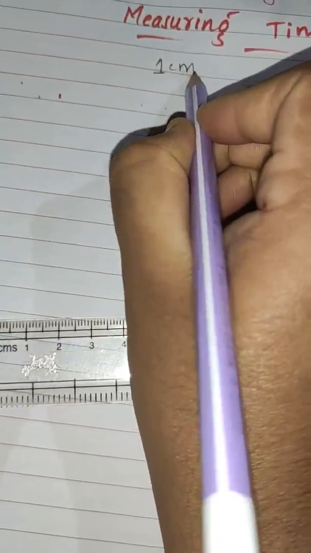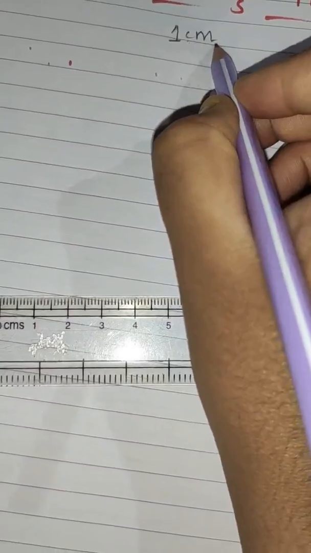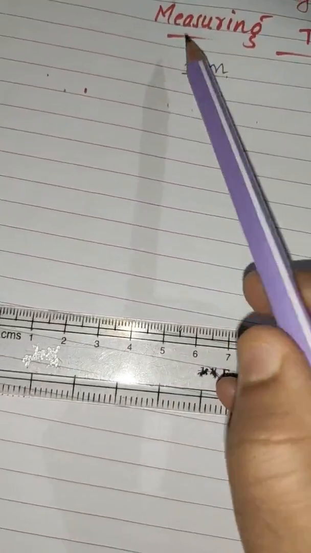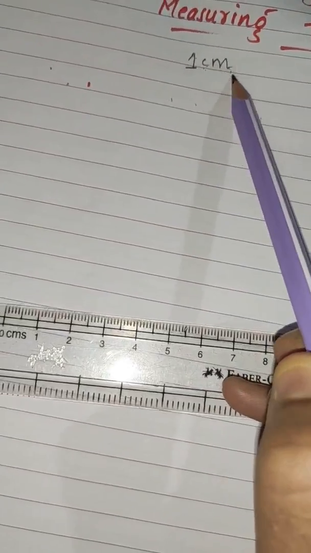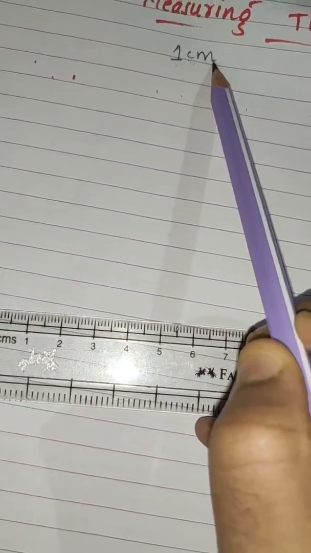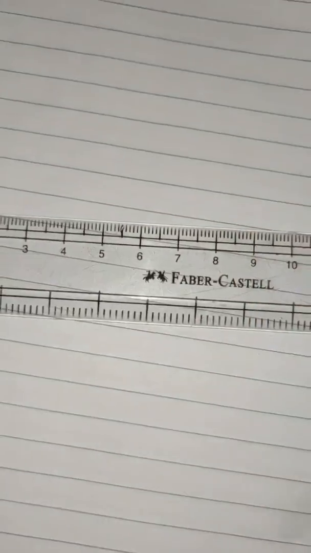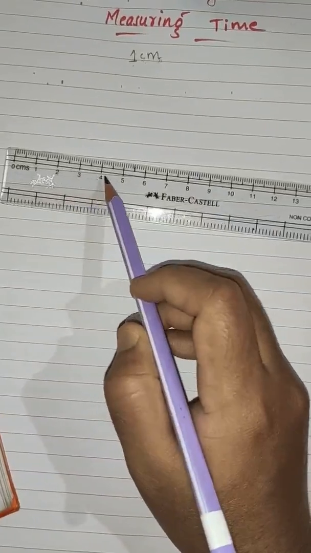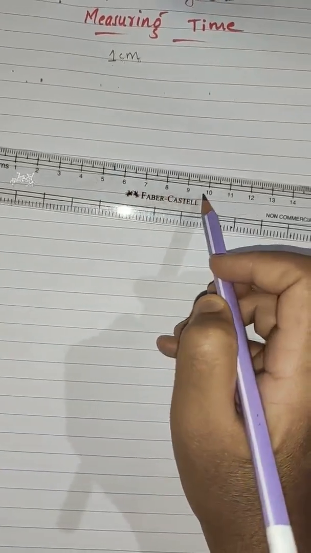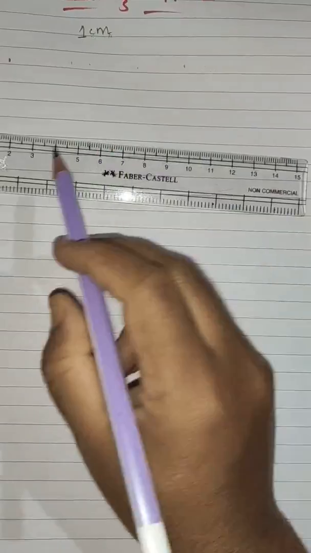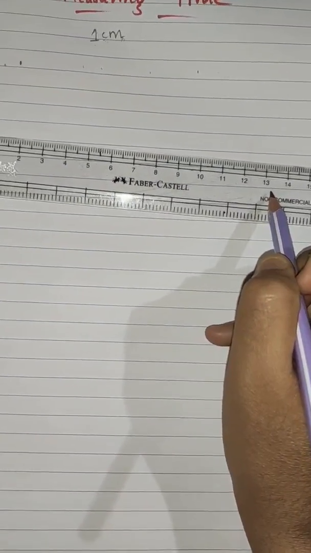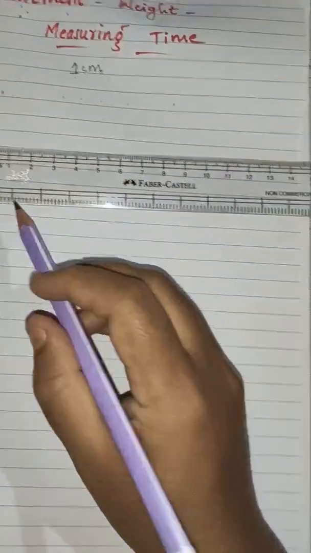These 10 lines are equal to 1 centimeter. Cm means centimeter. Here it will be written as 1 centimeter, or else it will be read as 1 centimeter. In a small scale, how many such groups are there here? 1, 2, 3, 4, 5, 6, 7, 8, 9, 10, 11, 12, 13, 14, 15. There are 15 groups of tens. Yes, so a small scale is 15 centimeter long.